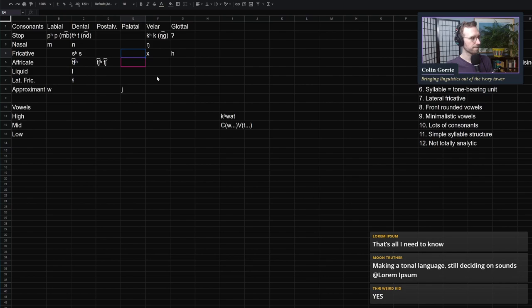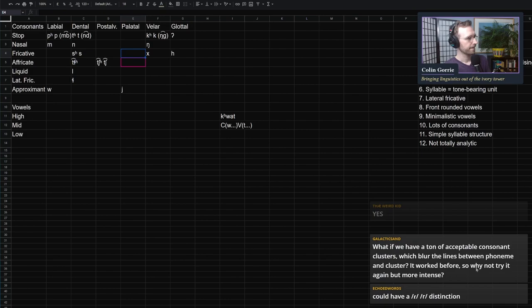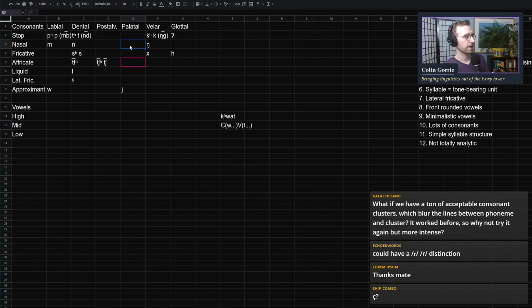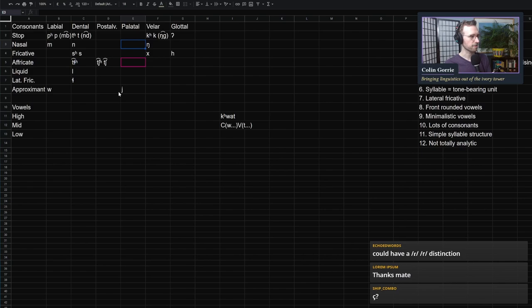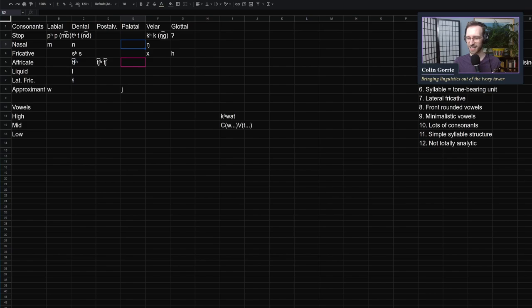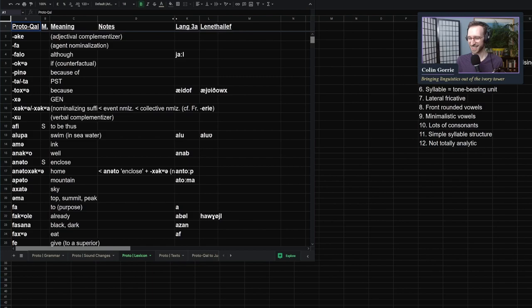Well, then we could do something like a palatal nasal. I think I saw that in the chat come up. Yeah, why don't we do that? And a palatal lateral. Oh, yeah. Nya, which are nya. Okay, I'm sold. Let me get the IPA chart open and I'll copy that over.